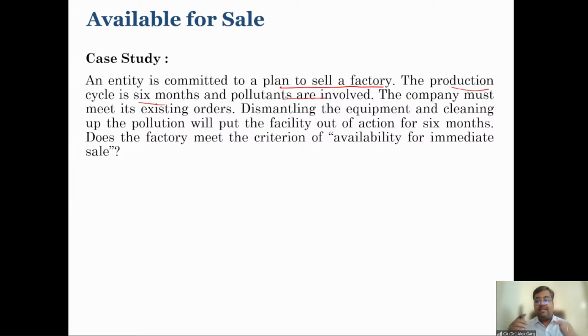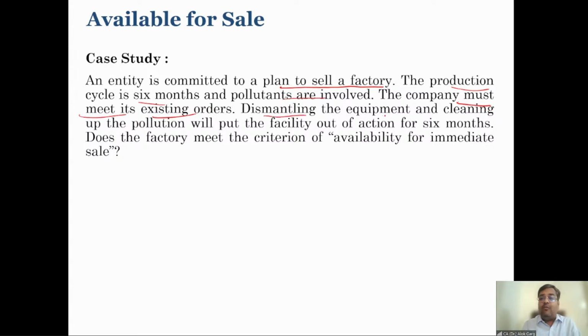So the production cycle is 6 months means when the company enters the raw material, it takes 6 months to process that raw material. The company must meet its existing orders, and it is written that whatever orders are there, the company has to meet them. What does it mean? It means the company is committed to a plan to sell a factory, but it will take 6 months at least. Why? Because before selling the factory, the company has to meet its existing orders, and that will take 6 months at least.